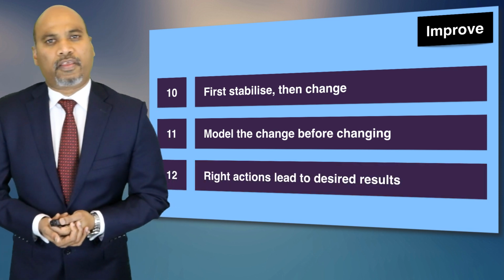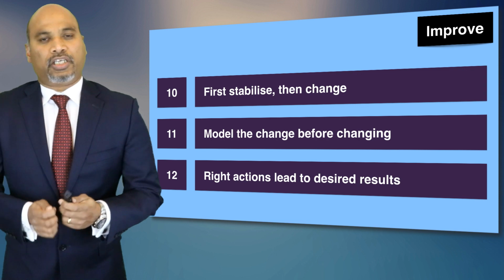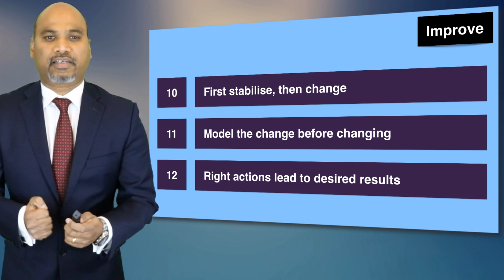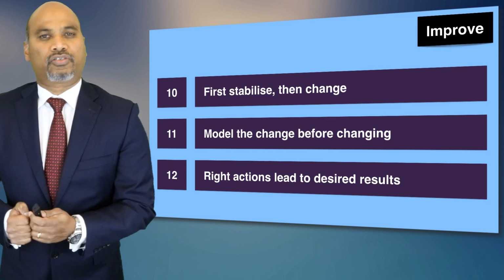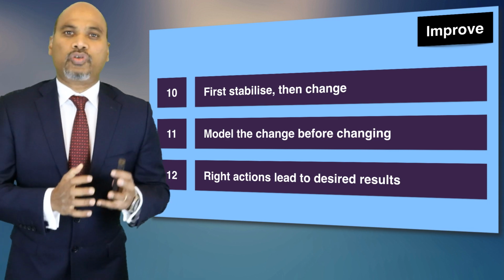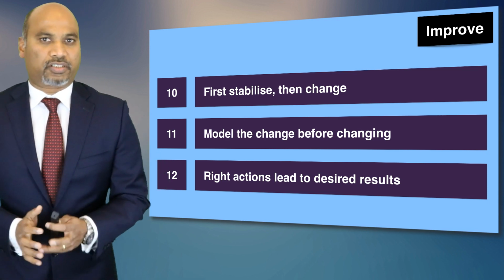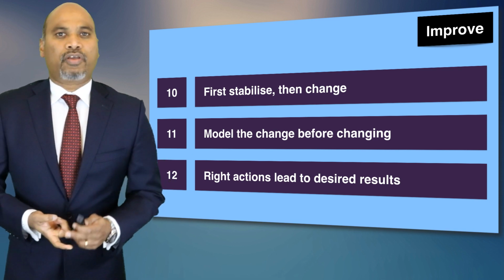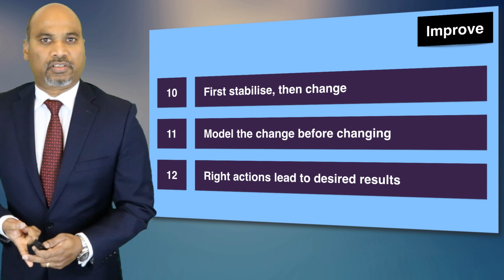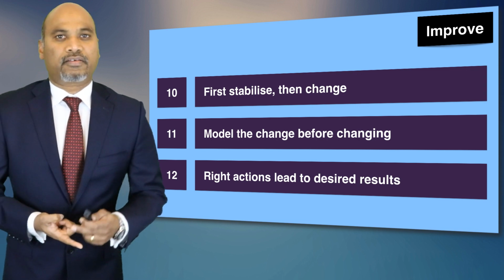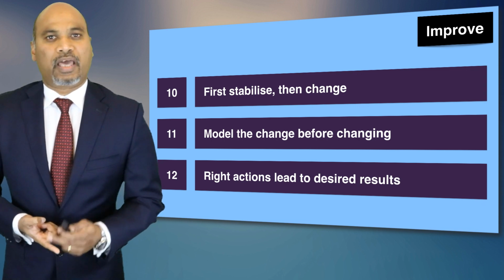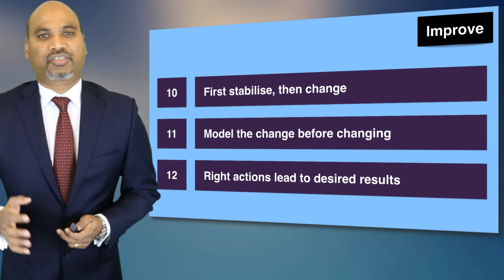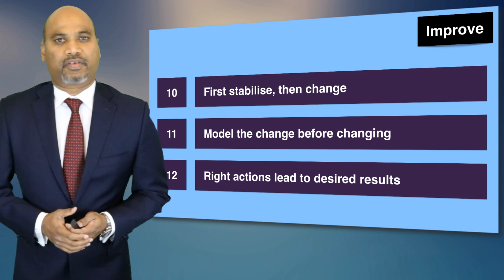And finally, in the improving, you need to remember that in order to improve anything, you need to have the right sort of actions. Move the right levers. Right actions lead to desired results. If you do not get the desired results, it means that you have not found the right levers, or you have not moved the right levers. Or even if you have moved the right levers, you have not moved them in the right amount. Okay, so right actions lead to right desired results.